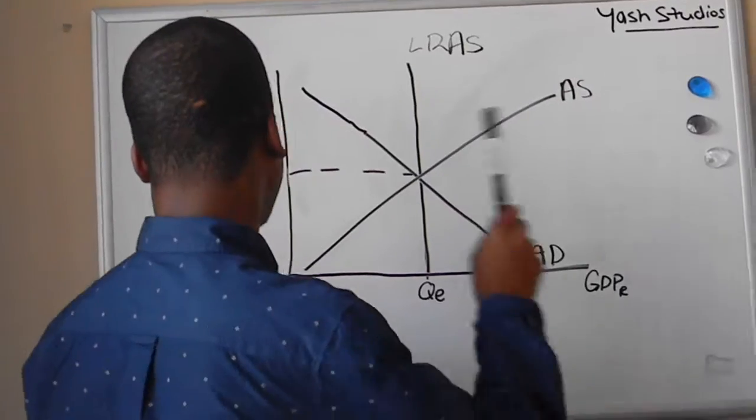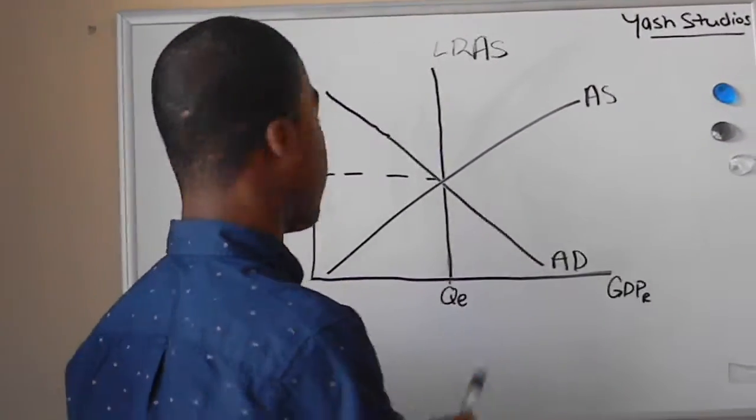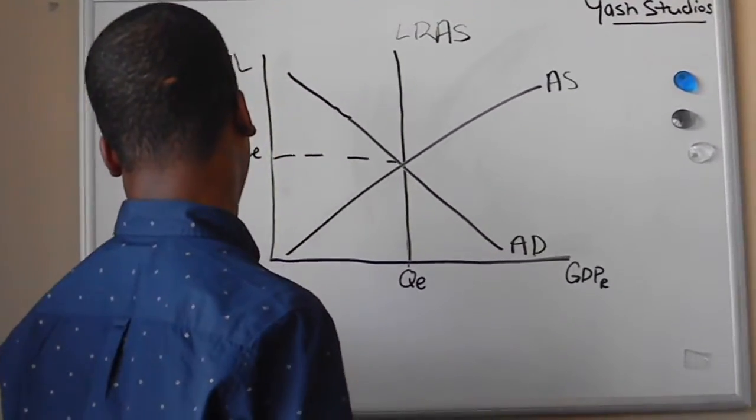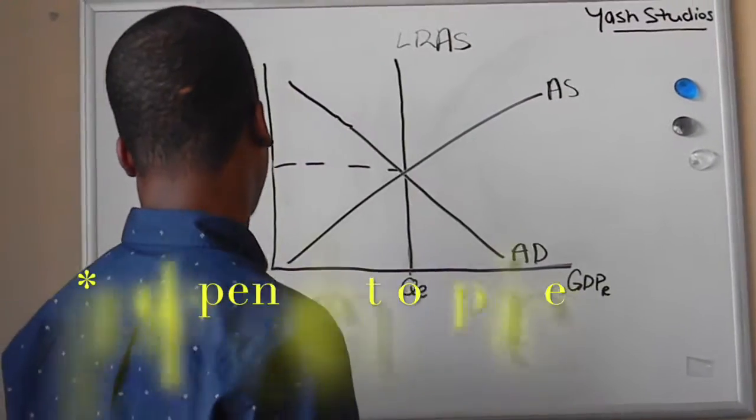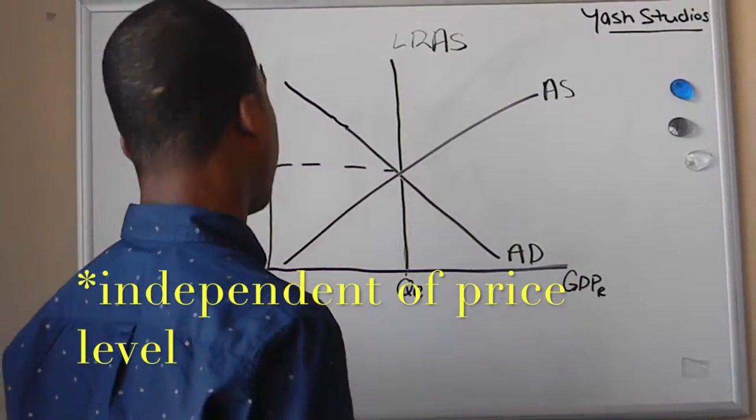Alright. So this illustrates the idea that once this labor market has settled into equilibrium, there's a quantity of goods that society will produce that is dependent on the price level.